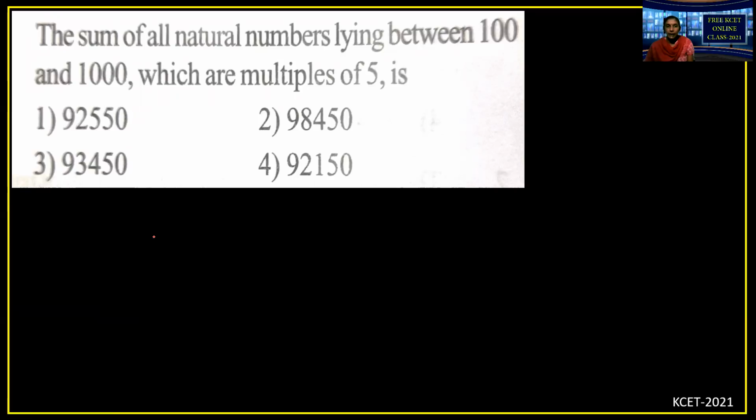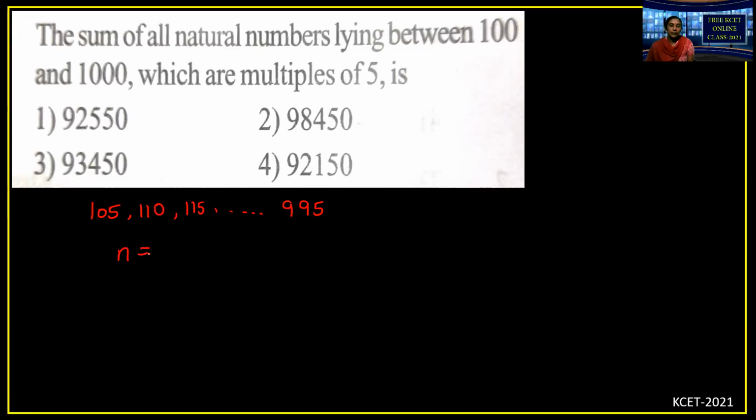Next: the sum of all natural numbers lying between 100 and 1000 which are multiples of 5. So lying between ಅಂತ ಹೇಳಿದ್ದಾರೆ, ಅಂದ್ರೆ 100ರಿಂದ ಮುಂದಕ್ಕೆ, 1000ದ ಒಳಗೆ. So 105, 110, ಇಲ್ಲಿ 100 include ಆಗಿಲ್ಲ, 115, so on up to 995, which is the last term of this sequence of multiples of 5. Then I want to calculate the sum of n terms. To calculate the sum of n terms, first calculate the value of n.